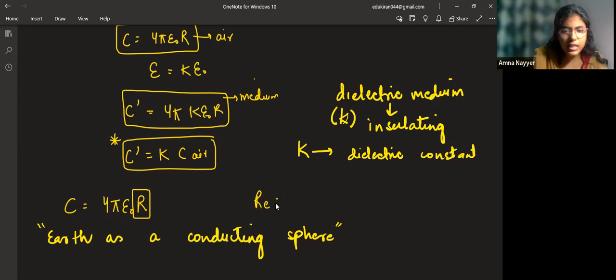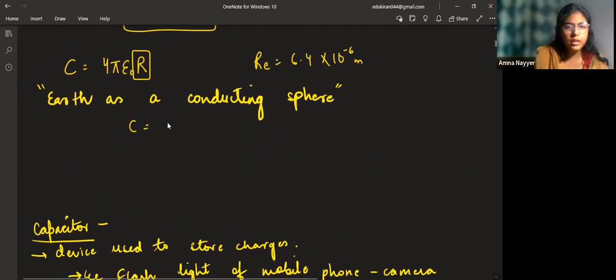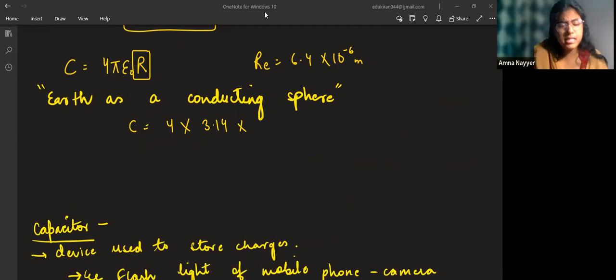Now see, the radius of earth we already know. This is 6.4 into 10 to the power 6 meters, that is 6,400 kilometers, the radius of earth. Class, if you put in the data, C is equal to 4, value of pi 3.14, epsilon naught. What is the value of epsilon naught? Humamuddin, what is the value of epsilon naught? Absolute permittivity in air or free space. This has been used a lot.